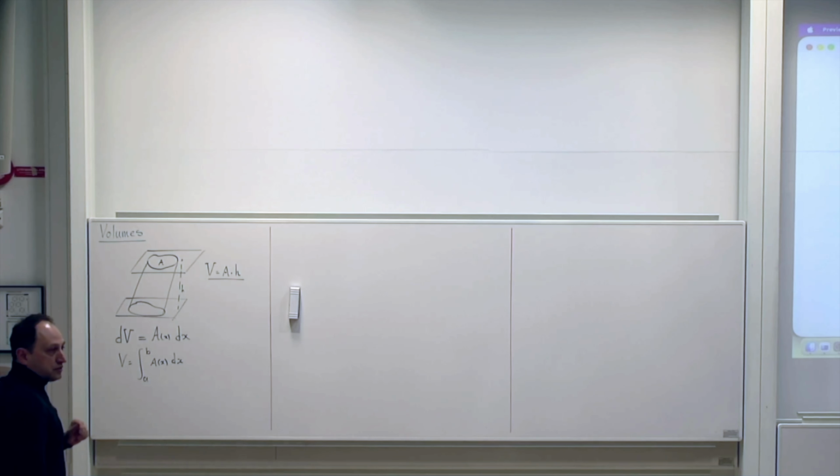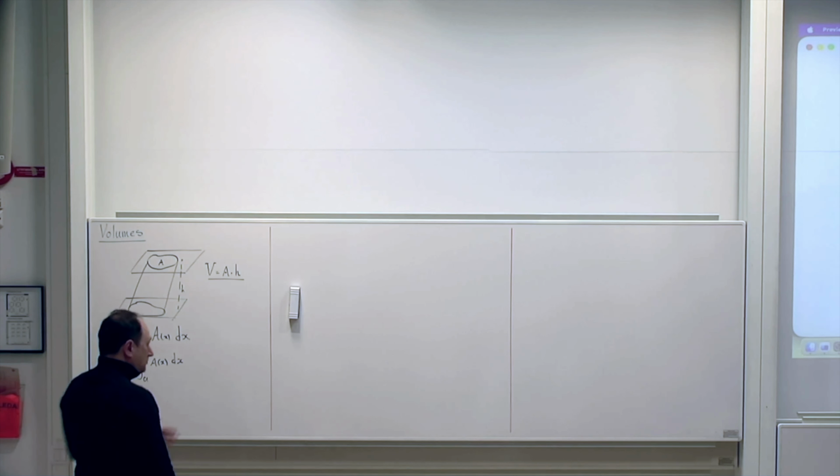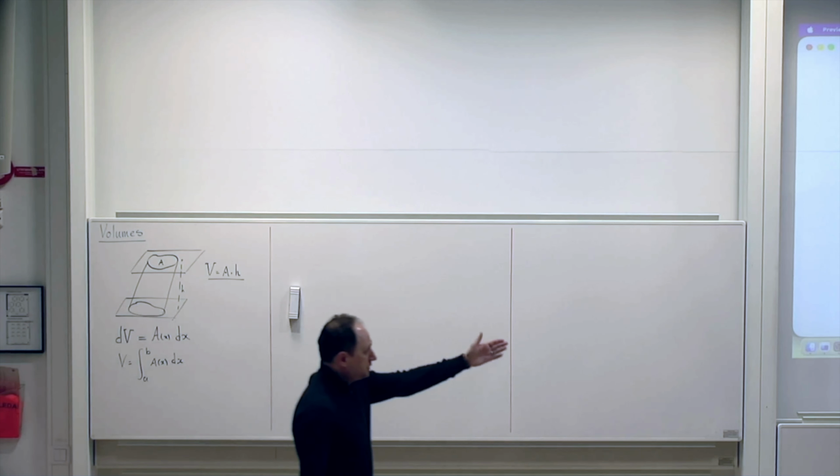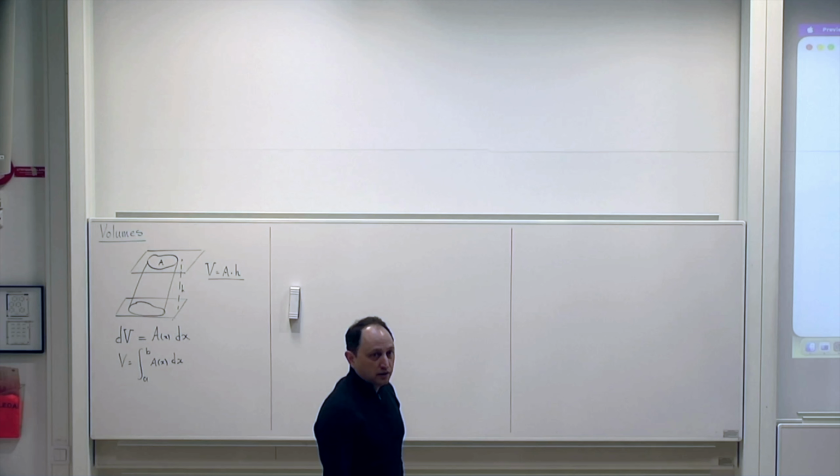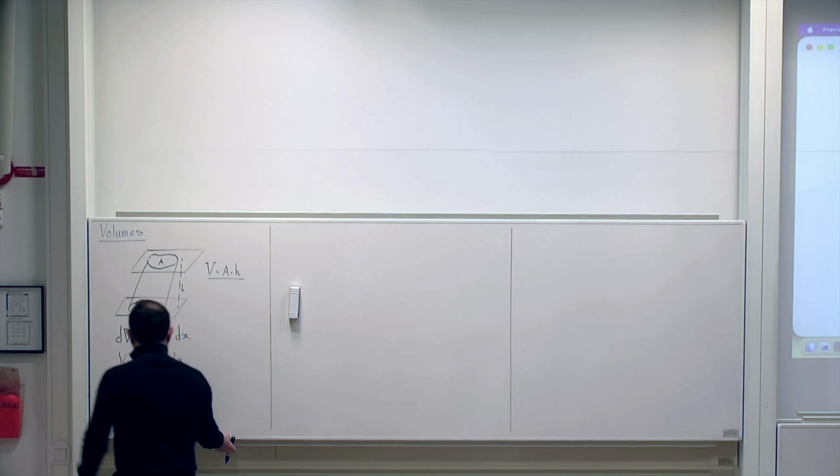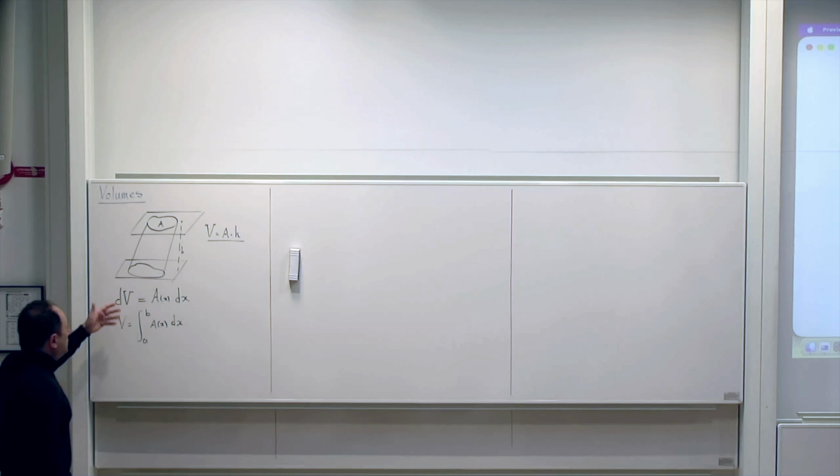Any questions? For example, the first example I have written: determine the volume of a sphere of radius r. Okay, this is the first example we want to do. We can do this problem in different ways, but let us do it this way first, by slicing.